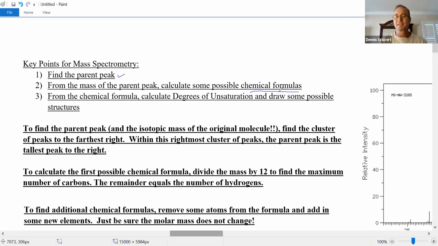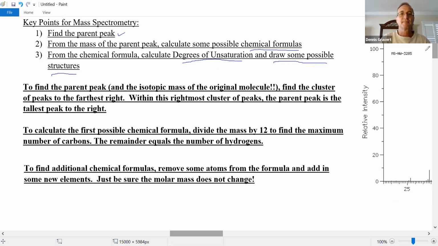What about the other elements? More on that in a minute, but here's the strategy. Find a parent peak, divide it by 12, get some possible chemical formulas. And then once you have a chemical formula, calculate your degrees of unsaturation. How many pi bonds, how many rings are in the molecule? That'll allow you to draw some possible structures. There you go. So very quickly you can get to some possible answers for your unknown compound. All right, more details on those things.